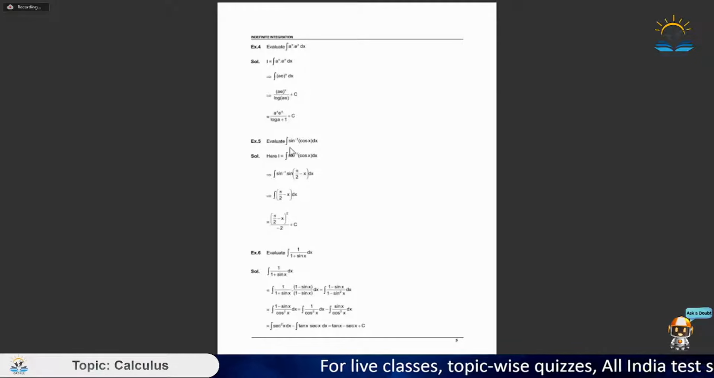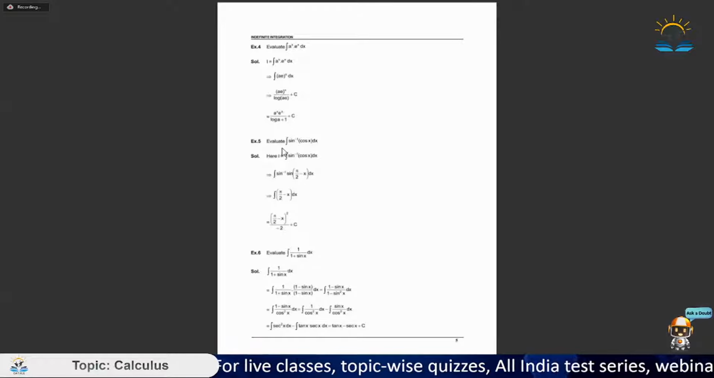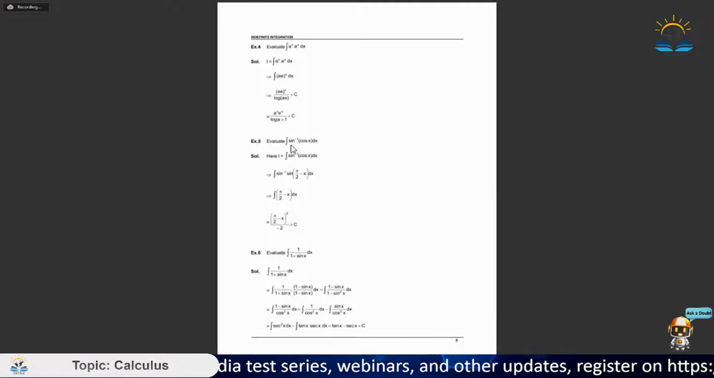Okay, let's move to the next question. Next question says evaluate the integral of sine inverse cos x dx. So first of all, what we need is a simple expression here. We directly do not have an expression to integrate a sine inverse cos x function like this.